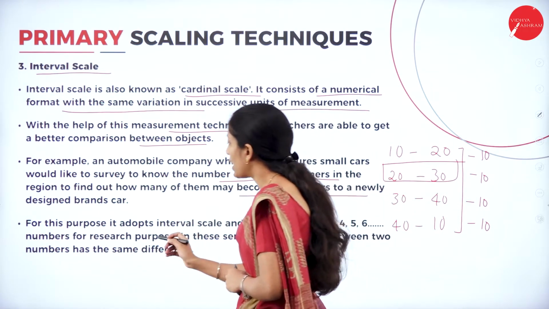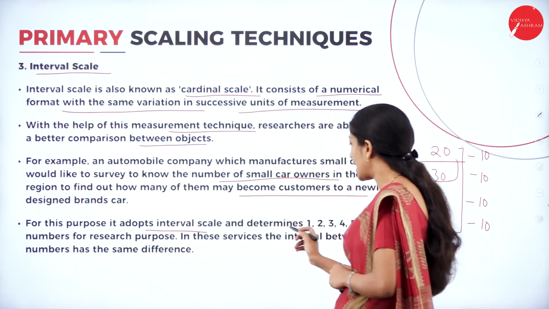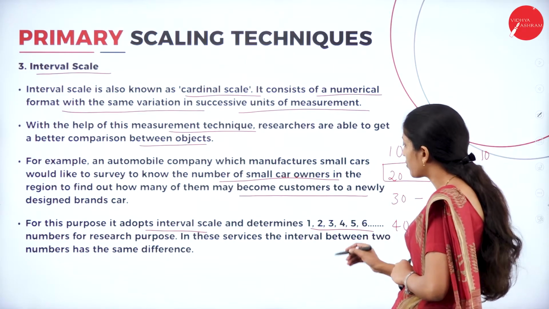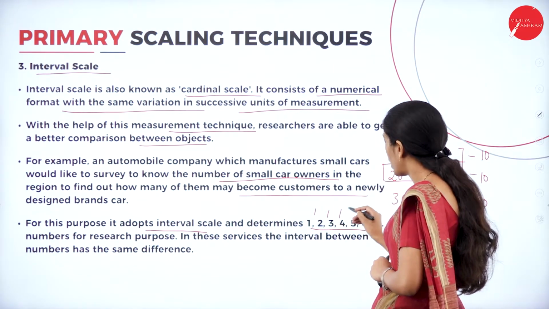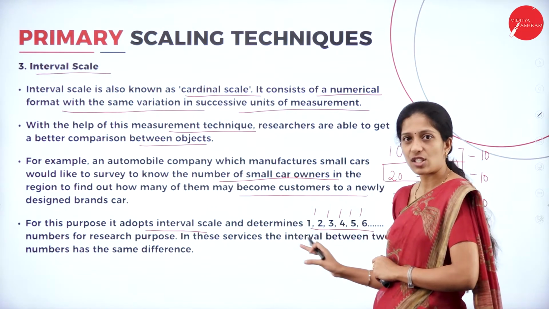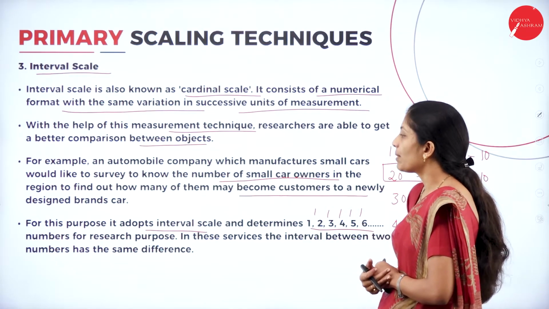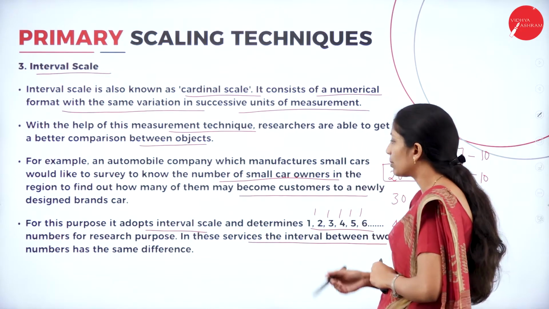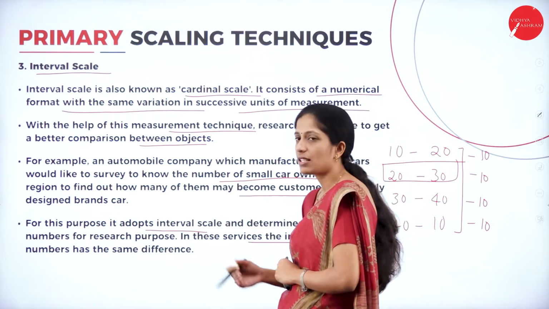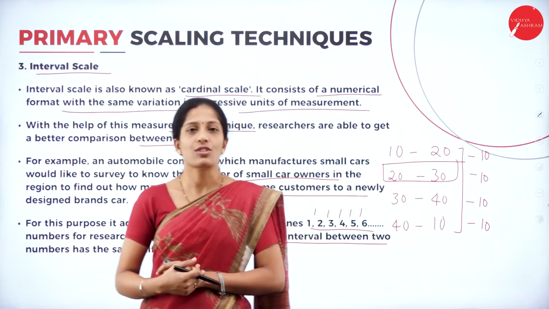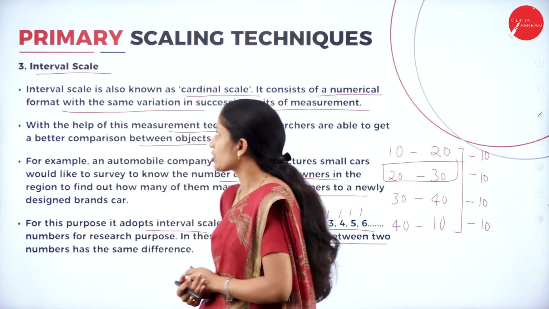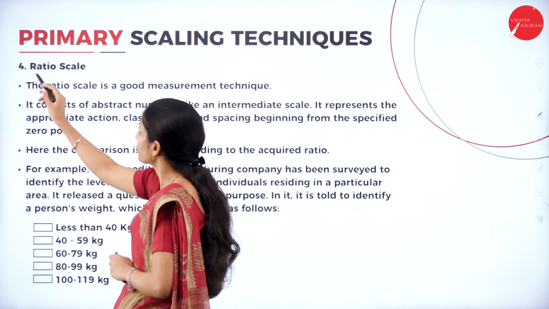So, for this purpose, it adopts interval scale and determines 1, 2, 3, 4, 5, 6. Now, here also the difference is how much? 1, 1, 1, 1, 1. So, the difference will be 1 here. Numbers for research purpose, in these surveys, the interval between the two numbers has the same difference. So, this is known as what? Interval scale.